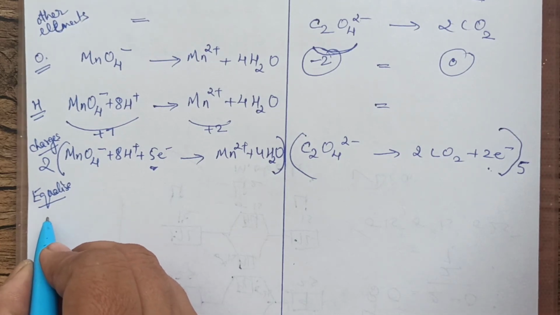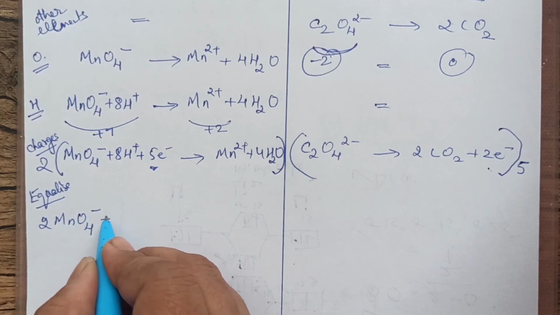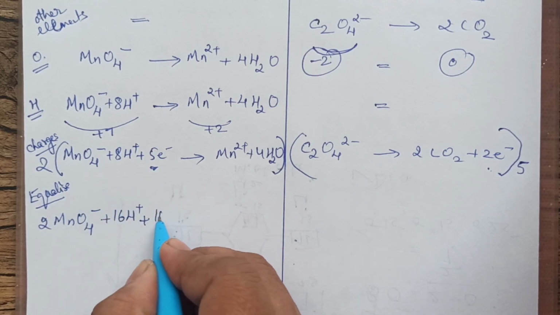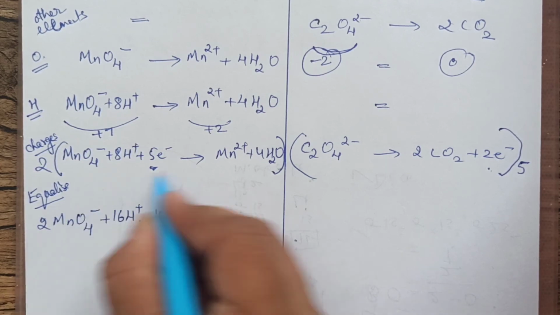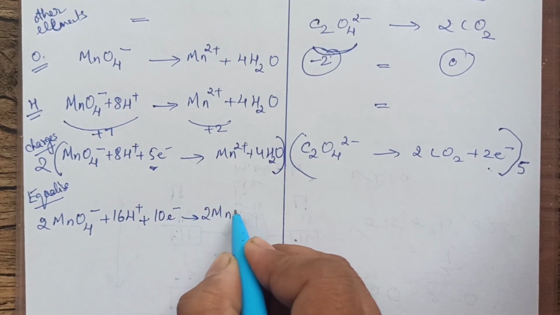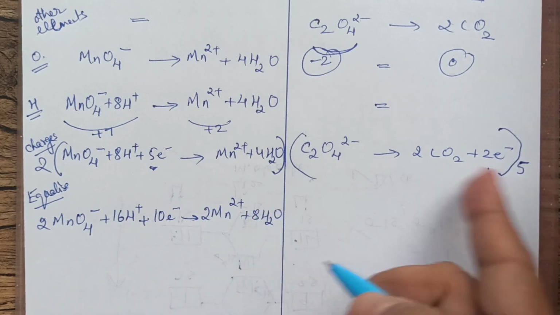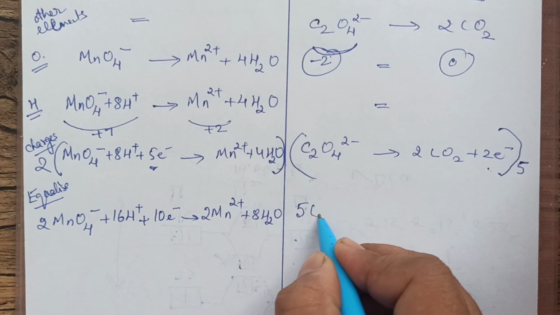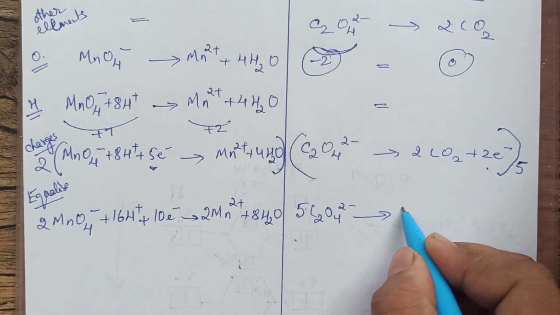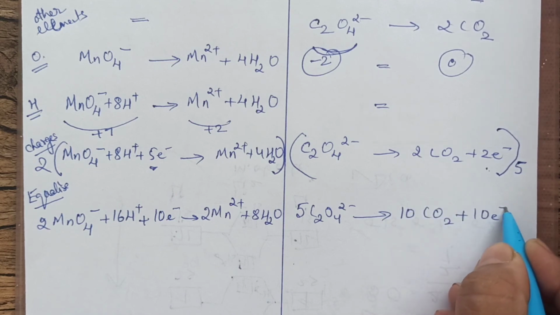So by multiplying, I will rewrite the whole equation again so that you do not go wrong. It doesn't matter if we add one step, but just to avoid mistakes, this plus here 16H plus, plus you have 10 electrons form. Everything you have to multiply with 2. Okay, so you have 2 Mn2 plus, you have 8H2O. This side I have to multiply with 5. So 5 C2O4 2 minus forms 10 carbon dioxides plus you have 10 electrons, right?